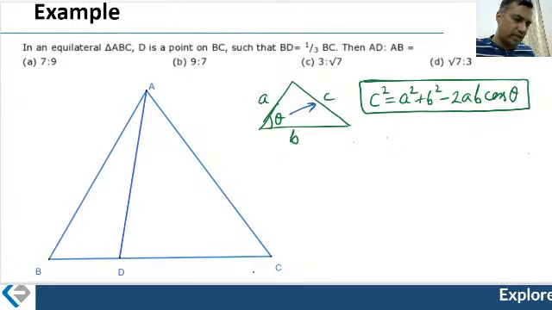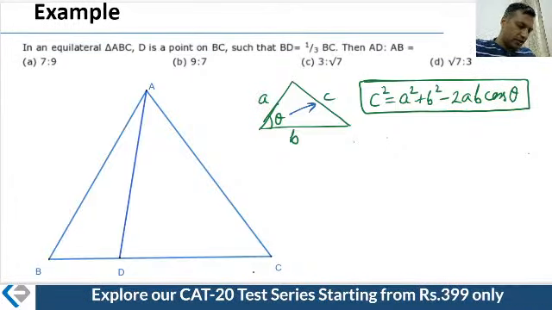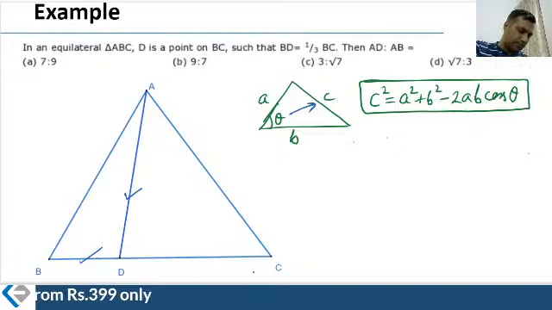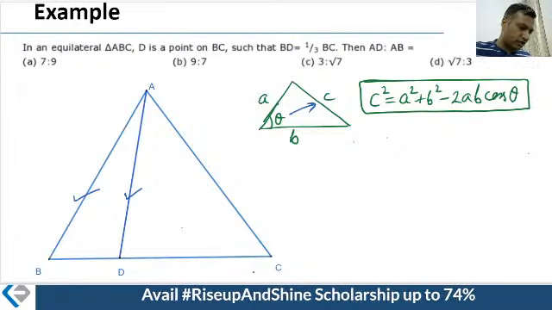So this cosine rule will help you. Now, what is he interested in? AD divided by DB, or rather AD divided by AB. This by this, what is the relationship? That's what the author is interested in.